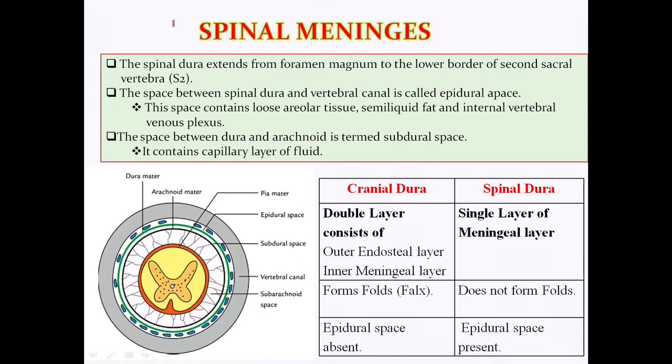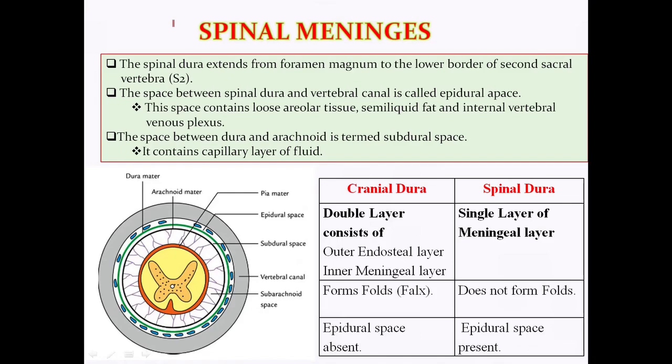When you study the cranium, we see the brain is protected by the cranial dura. Now we are studying the spinal cord, which is covered by the spinal dura. The names are the same: Dura Mater, Arachnoid Mater, and the Pia Mater. But an important point to remember is that the cranial dura is double layered, so I name them the outer endosteal and inner meningeal layer. But the spinal dura is made up of a single meningeal layer.